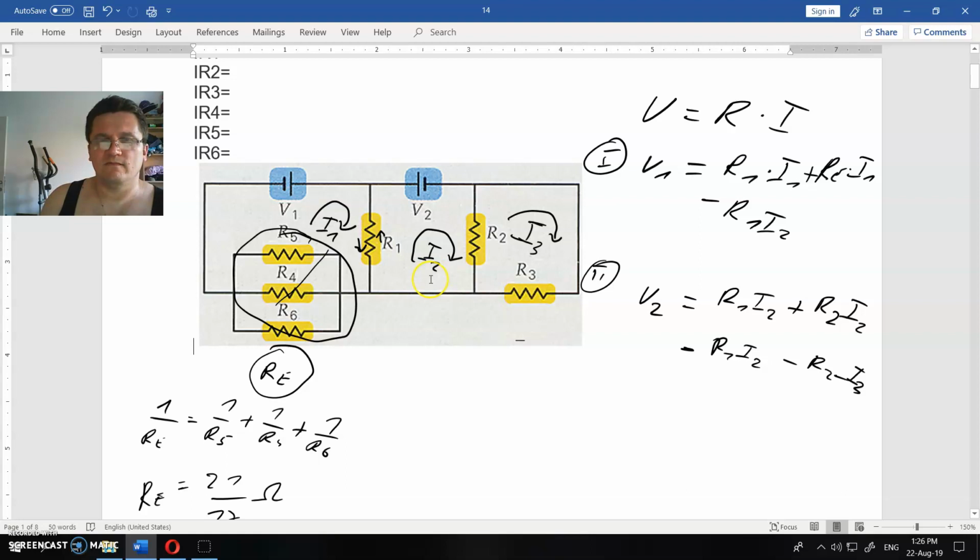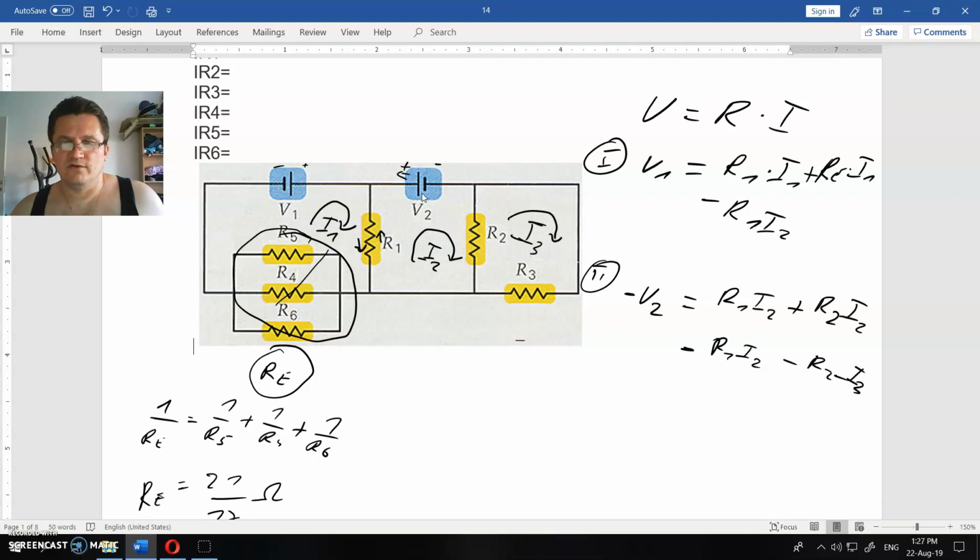But with one small difference, here is minus V2. Why is it minus? Because this is opposite to clockwise. Here is the positive pole of the source, here is the negative. The positive pole of the source likes to push current in this direction, but as we see, it is opposite to this current. So we denote it here as minus.